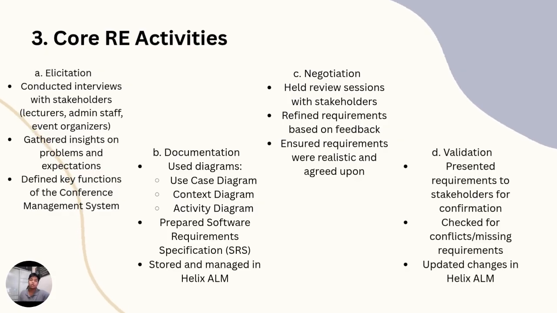So the third one is called RE activities. The first one is elicitation. From elicitation, we conducted interviews with stakeholders to gather insight on problems and expectations, and we can also define key functions of the conference management system based on the elicitation that we used.